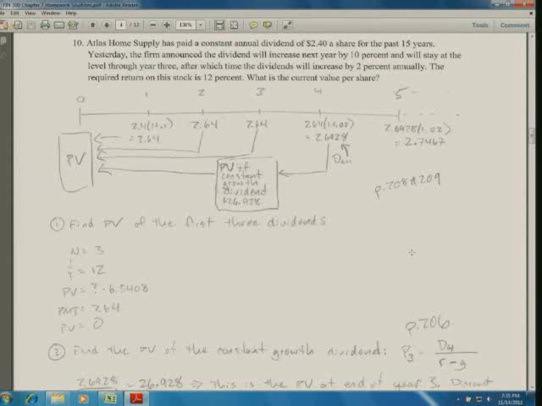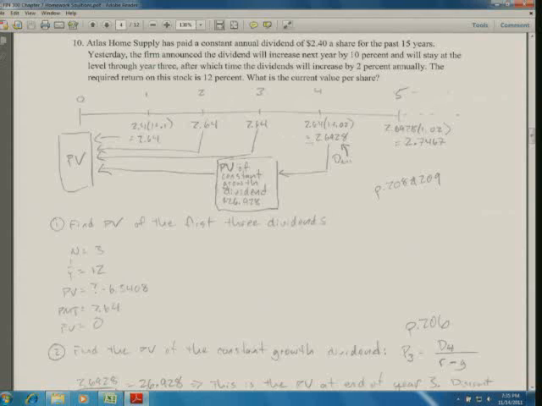Number 10 from the Chapter 7 homework. This problem reads that Atlas Home Supply has paid a constant annual dividend of $2.40 a share for the past 15 years. Yesterday, the firm announced that the dividend will increase next year by 10% and will stay at that level through year 3, after which time the dividend will increase by 2% annually. The required return on the stock is 12%. What is the current value per share?